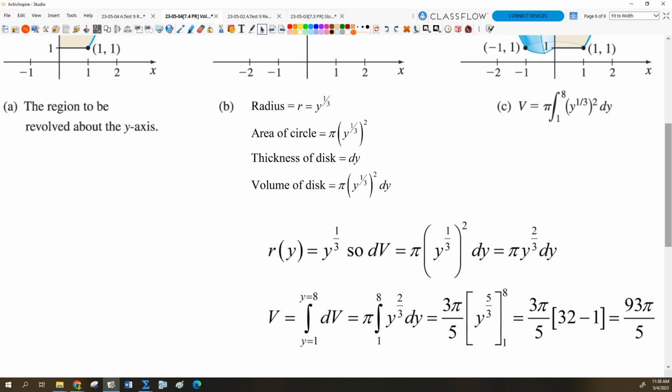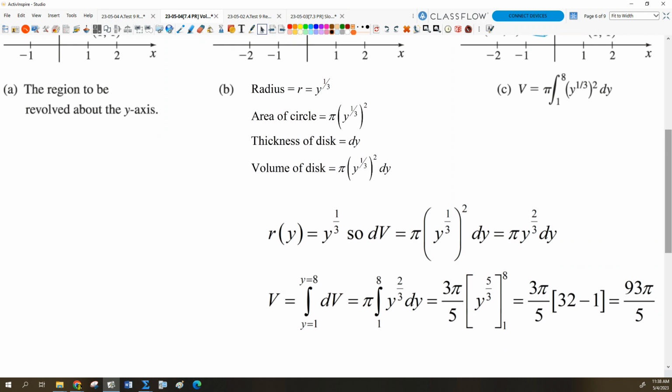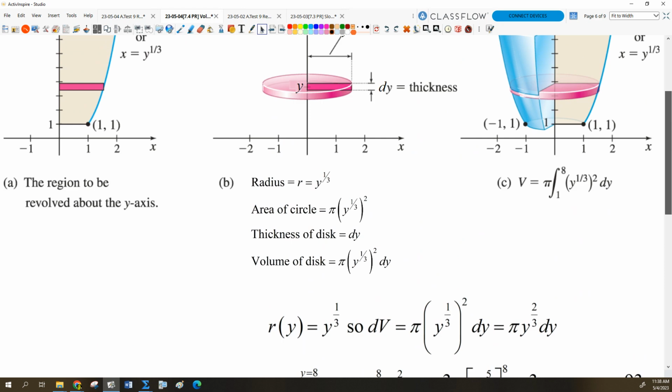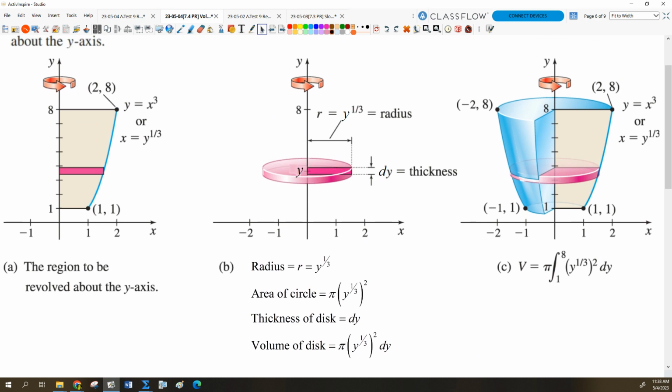That's the volume of my disk that's rotated about a vertical axis. So the disk is oriented horizontally this time. And if we add all those up, we want to find the total volume. We're just going to integrate our little disks, but from y equals 1 to 8 this time. How come? Because our slices are slices through the y-axis, so our slices start at y equals 1 and they end at y equals 8.